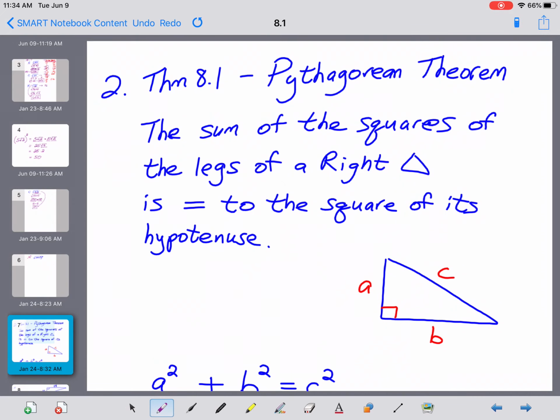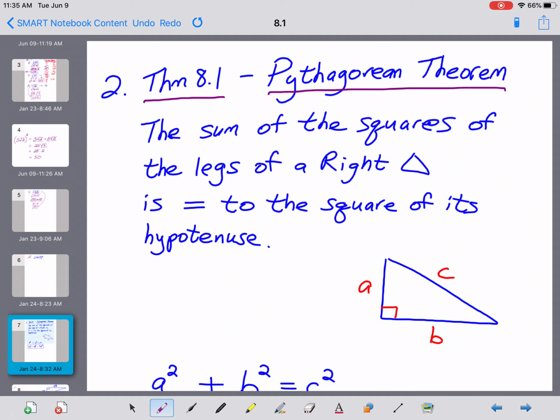Okay, everybody, here we go with the second part of the video notes for section 8.1. And now we're actually going to begin the geometry right here. So we begin now with theorem 8.1, the first theorem presented to us in chapter 8, and what is without question the most famous and well-known theorem in all of geometry, that being the Pythagorean theorem.